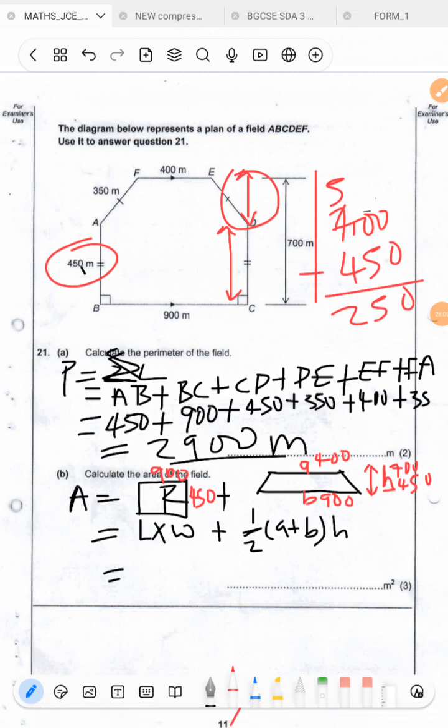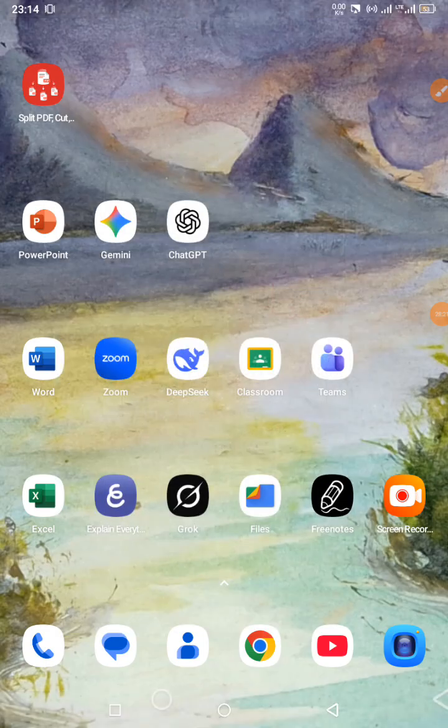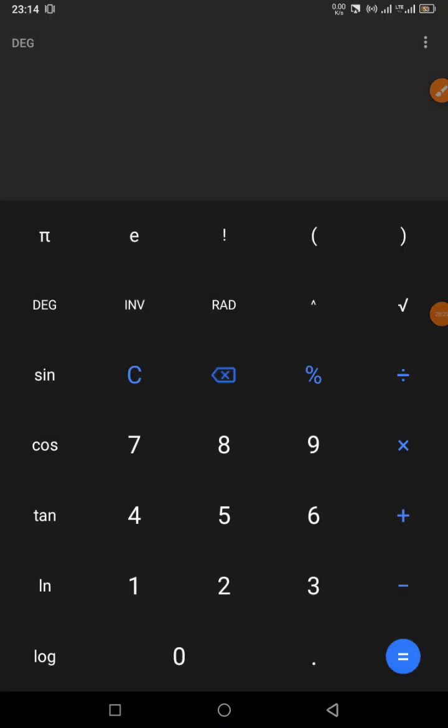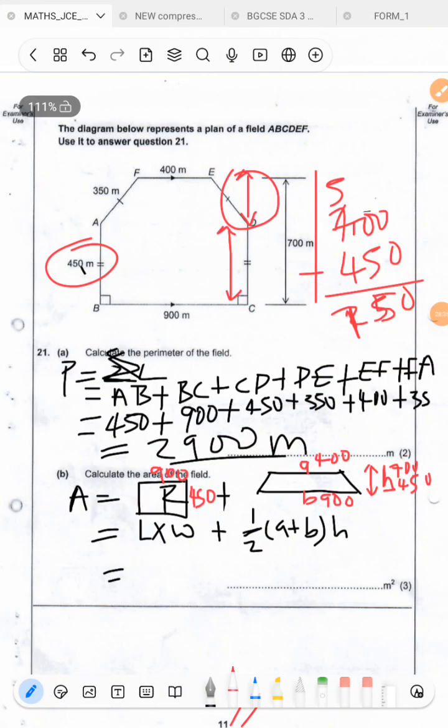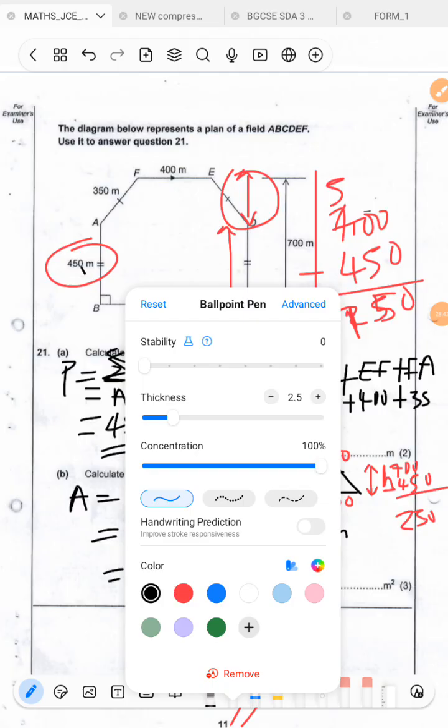700 minus 250, that's 150, not 250. Let me just check my calculations. 700 minus 450, that's 250. What am I doing? Yeah, because I did this previously and it was 250. Anyways, let's continue with our calculations.